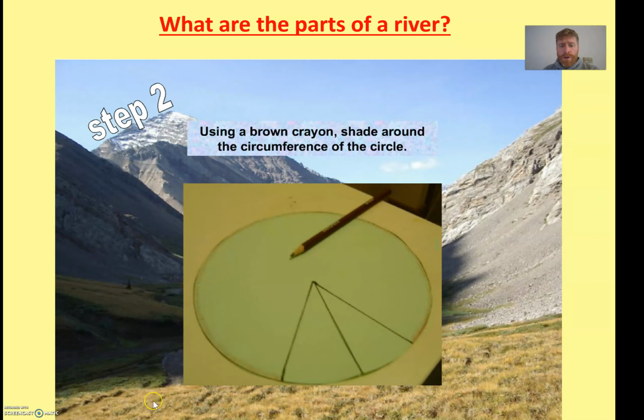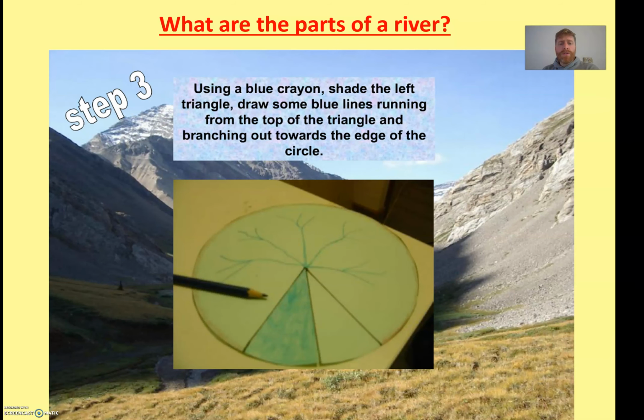Step two, with a brown pencil crayon, draw around the circumference, that's the outside of the circle, not the bottom bit, because that's going to be a river, just this bit up to the triangle. Step three, using a blue crayon, you're going to shade in the left triangle, and then you're going to draw on some streams and tributary streams flowing into that.